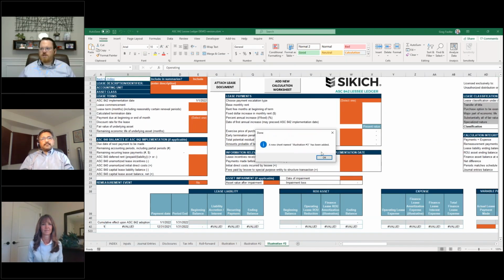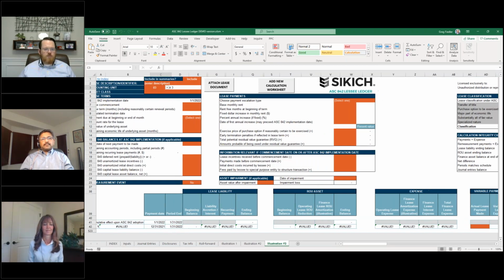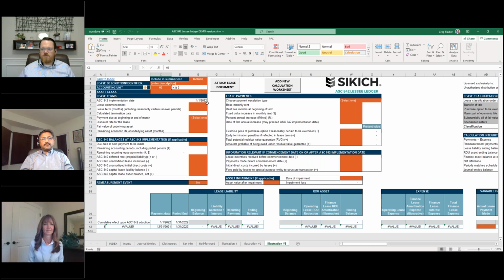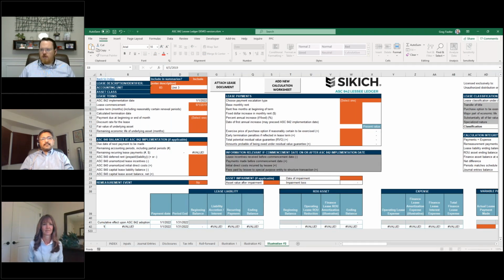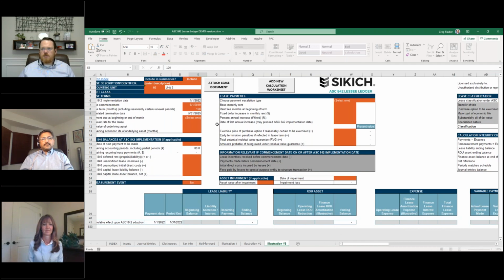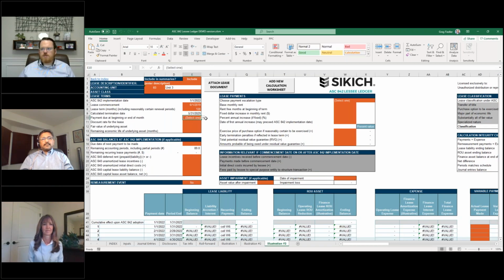We'll start a new worksheet. We'll call this number 3. It's not number 3 because it's the third lease. It's just to illustrate the functionality again as we move through. But for this one, we'll say that it commenced on June 1st, 2019, that it was a 10-year lease, so 120 months. To change it up, we'll say our payments are due at the end of the period. We'll use an interest rate of 4.625.